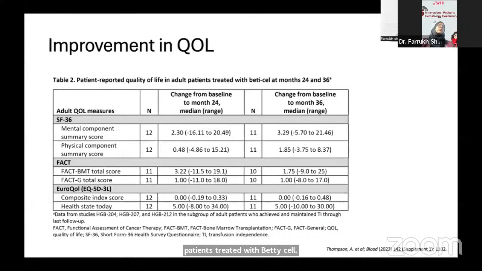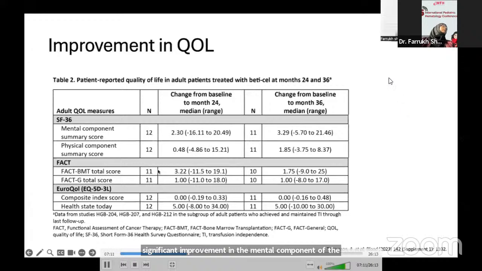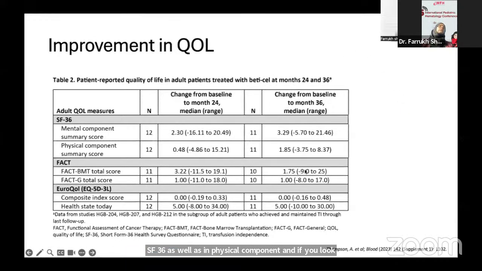The study basically shows in the long-term follow-up that there has been a significant improvement in patients' quality of life. We would expect this, but we have to remember that quality of life data can sometimes be a bit unreliable in thalassemia patients because of the chronicity of their condition and them never knowing what normal actually really is. But the take-home message from here is that there's a significant improvement in the mental component of the SF-36, as well as in the physical component. And if you look at the FACT-BMT score, there's a significant improvement in that score as well for all patients in the study.